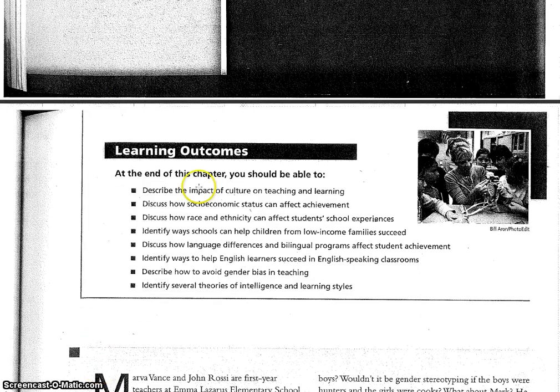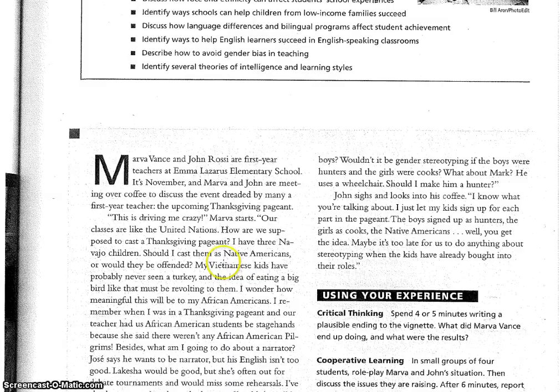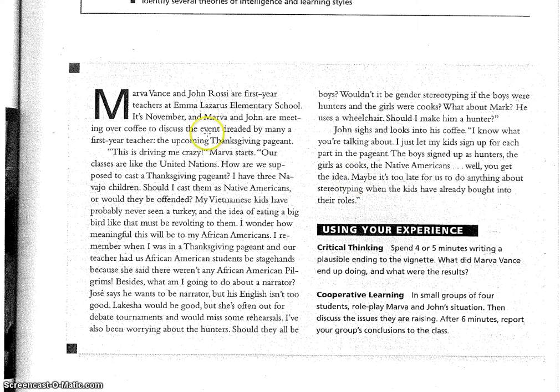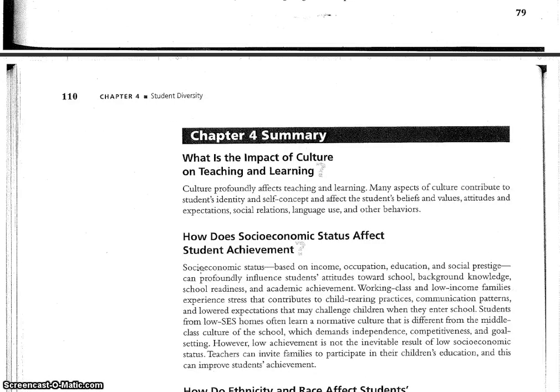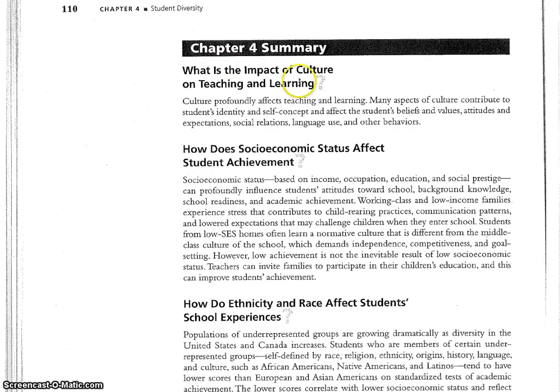We look quickly at the learning outcomes for the chapter, so by the end you should be able to do these things. So you're going to take a minute to look at those. You may want to stop and read the story that sets the stage for what the problems are, what this looks like in a real classroom, and the questions that real teachers have about these issues. And then you're going to skim to the back of the chapter, to the summary, and again you're going to look at these summaries of what each of these big questions are, right?